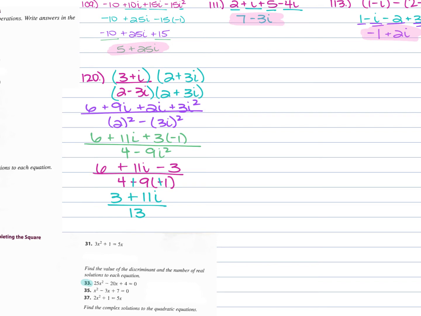At this point, if you could simplify, you would, but in order to simplify, the 3, the 11, and the 13 would all have to share a common factor other than 1. In this case, it does not, so that is your answer.